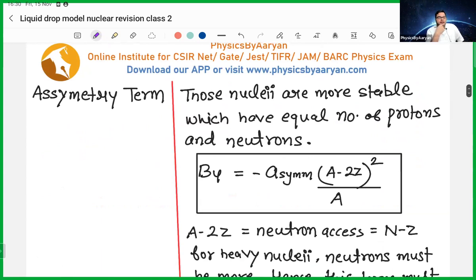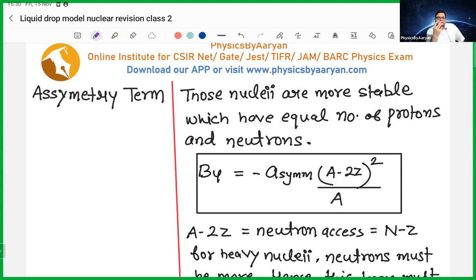Then we have the asymmetry term. Now, this is an observation. To be honest, people did not have a very clear idea why this was happening at that time. The quantum mechanical model gave a much better idea, but at that time it was not very clear. But okay, what is this asymmetry term?